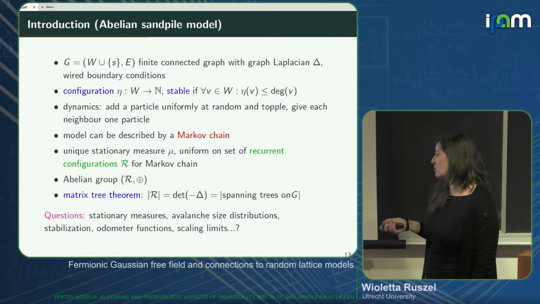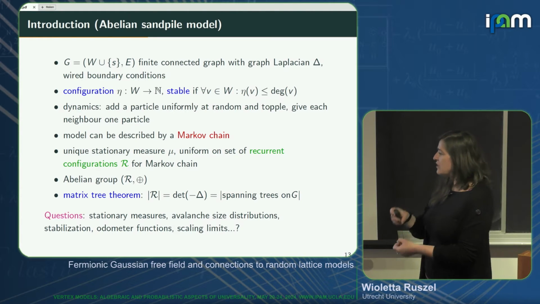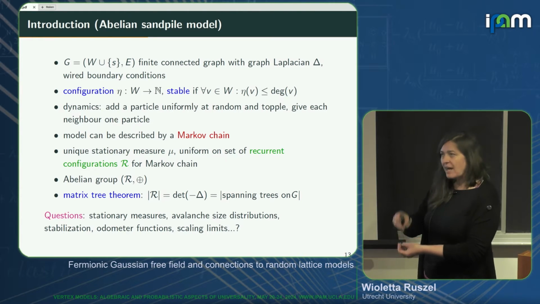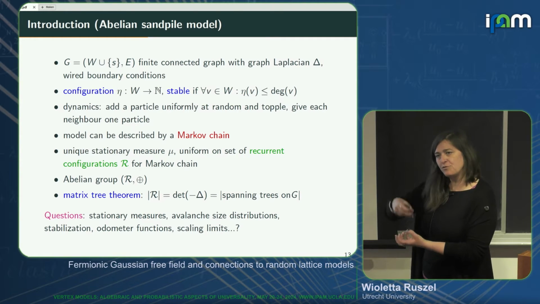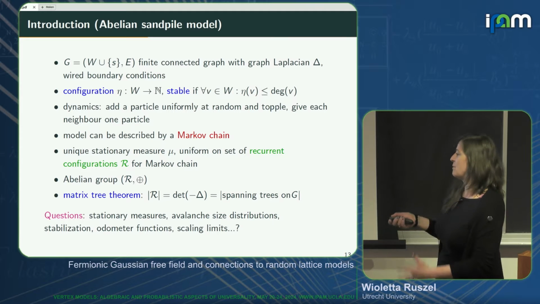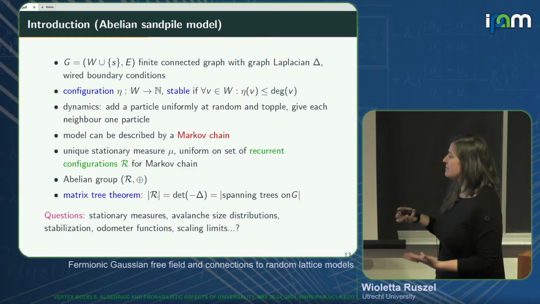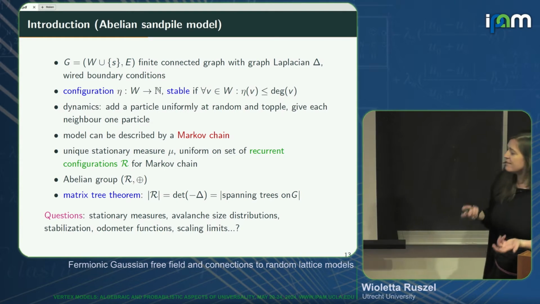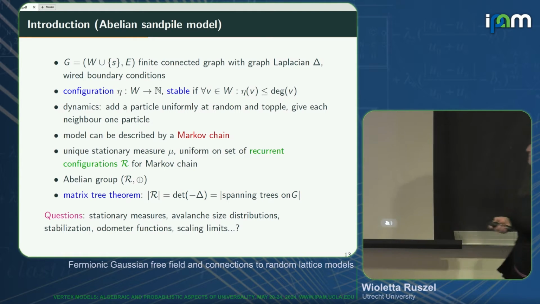So what we have studied also is the odometer function. This is a function which at each site, at each time, will give you the amount of particles emitted from it upon stabilization. And based on this description of the odometer functions, for example, looking at scaling limits, we were able to construct an alternative way of constructing fractional Gaussian fields using this sandpile stuff.